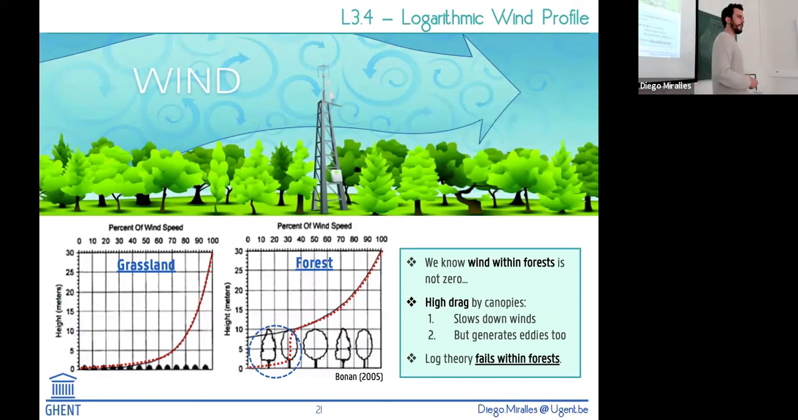So you cannot use, for instance, this equation that we just saw, the Thornthwaite-Holzman equation, within the forest canopies, in the middle of the forest. You can do it over the forest, but you cannot do it at two heights within the forest, because the logarithmic wind profile doesn't apply within the forests. Okay.